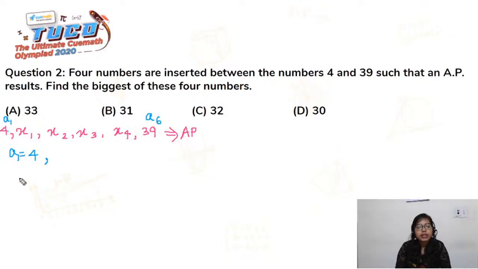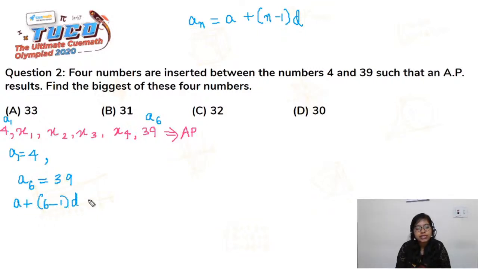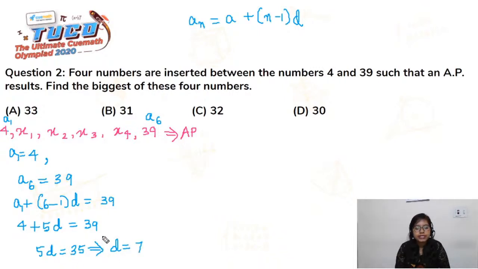So I could say that my A6 term is given to me as 39, and based on the formula An is equal to A plus n minus 1 times d, I could say that A plus 6 minus 1 times d is equal to 39. And the value of A or A1, A and A1 are the same things. So A is equal to 4 plus 5d is equal to 39. So 39 minus 4 is going to give me 35. So 5d is equal to 35. And from here we could say that the value of d is 7.